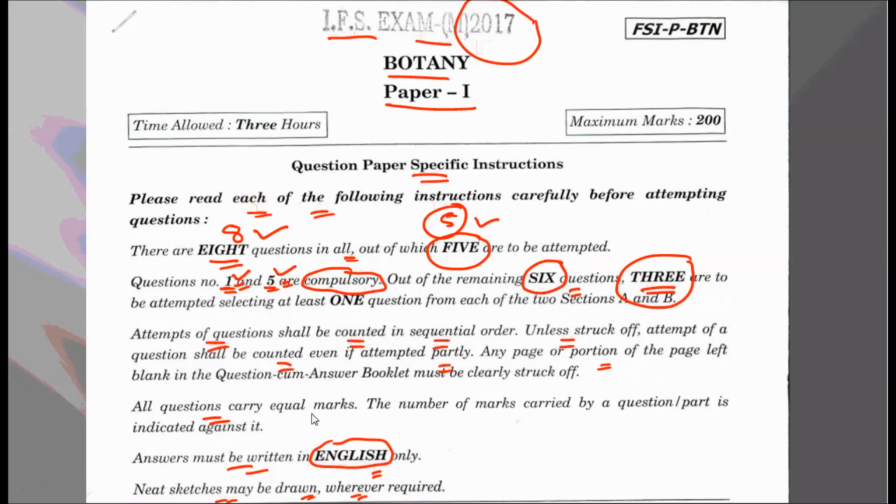All these questions carry equal marks. The number of marks carried by a question or a part is indicated against it. That means all the questions carry equal weightage of marks, and the marks are given against each question. Sometimes questions are asked in parts, and those parts are also split up in the marks. So the marks are shown for the parts as well.